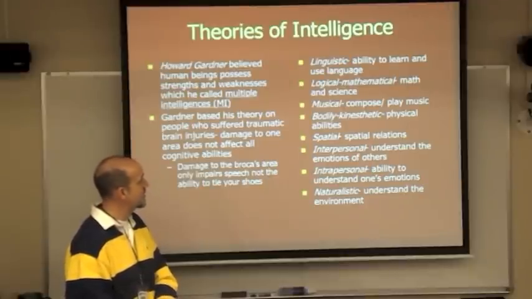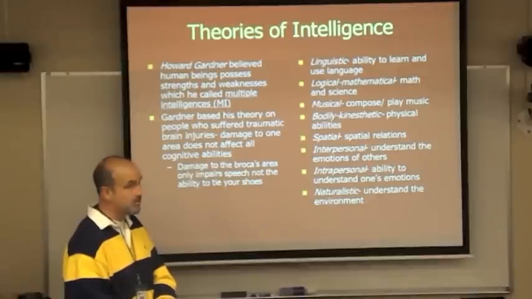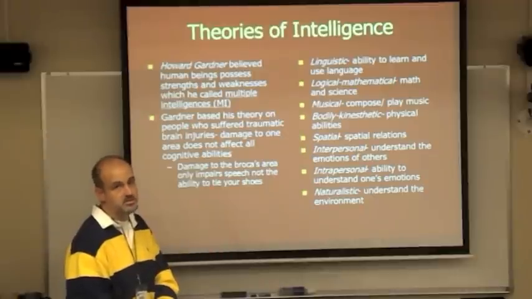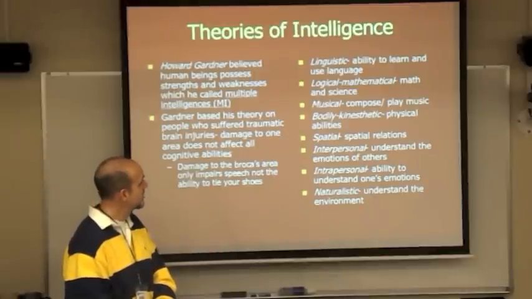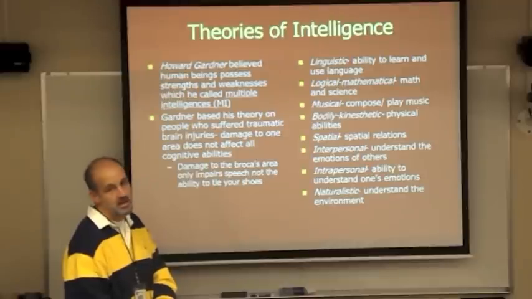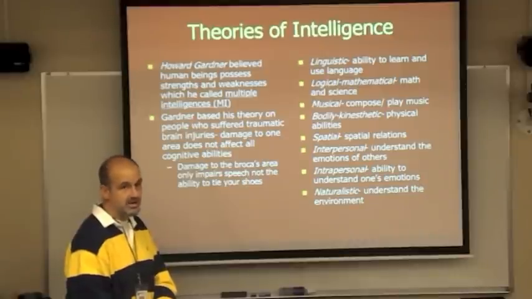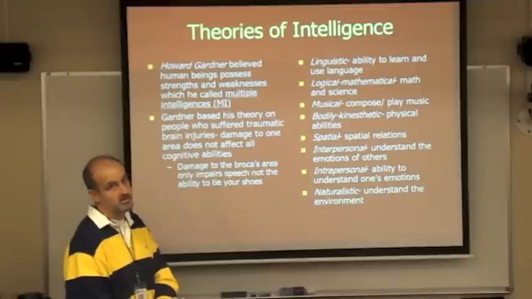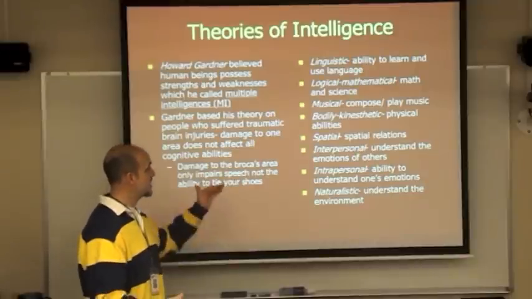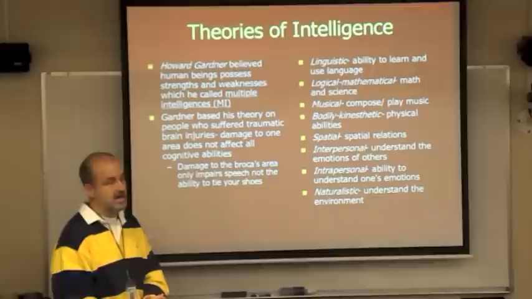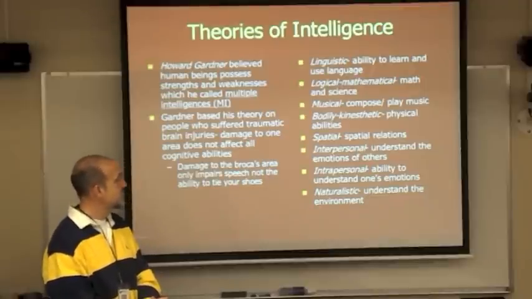Linguistic is the ability to learn and use language. Some people are fluent in more than one language. Logical mathematical, that's very comparable to Sternberg's analytical intelligence. Musical, okay, compose and play music. Some people are very gifted in terms of playing an instrument. Body kinesthetic, that's physical ability or hand-eye coordination, and some people excel in that area. Spatial, they do well in classes like geometry with spatial relations.